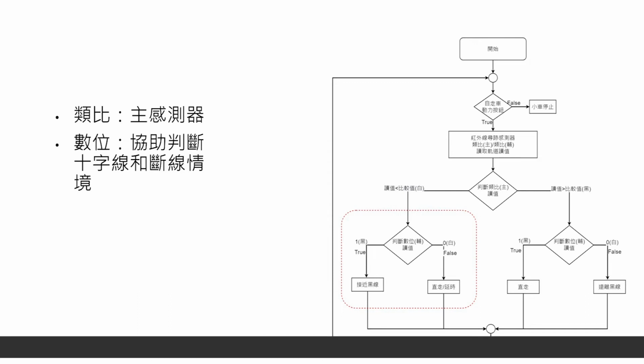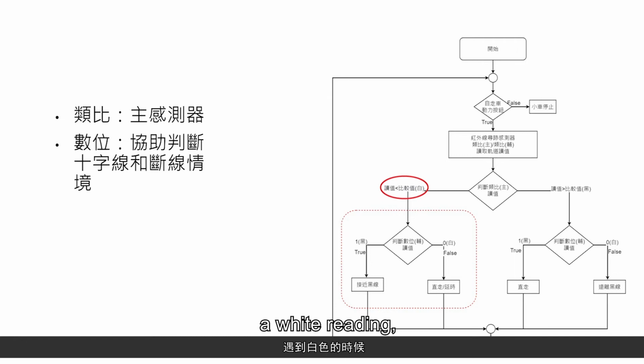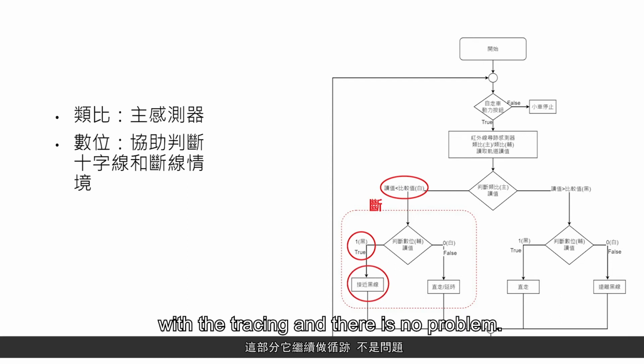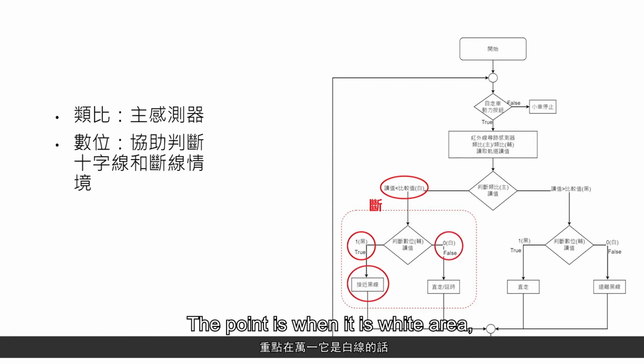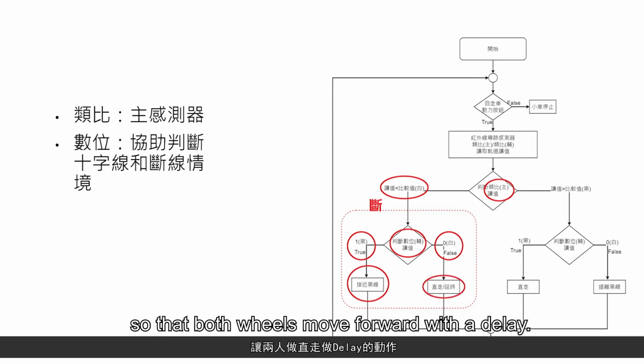How will you assist in the evaluation? First, let's take a look at this front section. When the analog sensor encounters a white reading, the first situation would be that the line is broken off, so it needs to proceed with the broken line situation. If it's a black line, then it's alright. It will continue with the tracing and there's no problem. The point is when it is a white area, both the main and auxiliary sensors have a white reading. What does it mean? It's in a white area and needs to move forward with a delay. So let both wheels move forward with a delay.